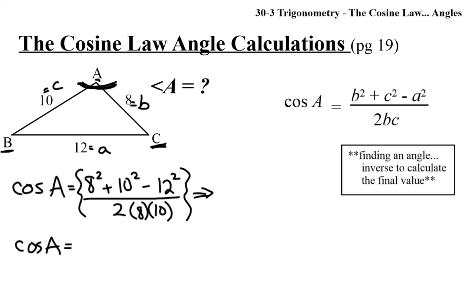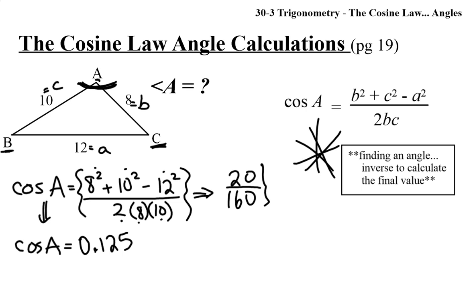That's what I suggest. So when we do 8 squared plus 10 squared minus 12 squared, we add the first two and subtract. We should get 20. When we do 2 times 8 times 10, we should get 160. So when I do 20 divided by 160, my cosine A will equal 0.125. But that's not our final answer, because our final answer requires us to find the angle.